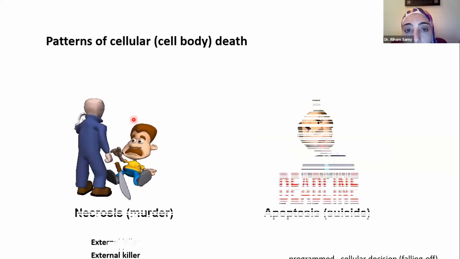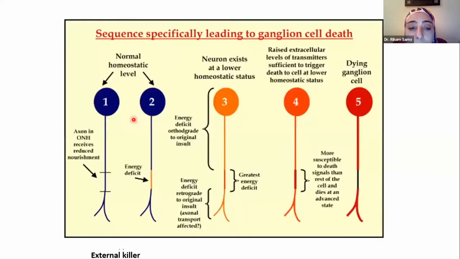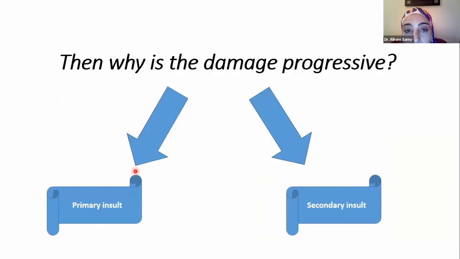However, in glaucoma, retinal ganglion cells die by apoptosis, or programmed cell death, and it is the cell that decides when to fall off. Also, the axons experience energy deficits that can lead to anterograde and retrograde losses at the level of the cell body and at the level of the axonal transmission, and lead to further loss of the retinal ganglion cells.